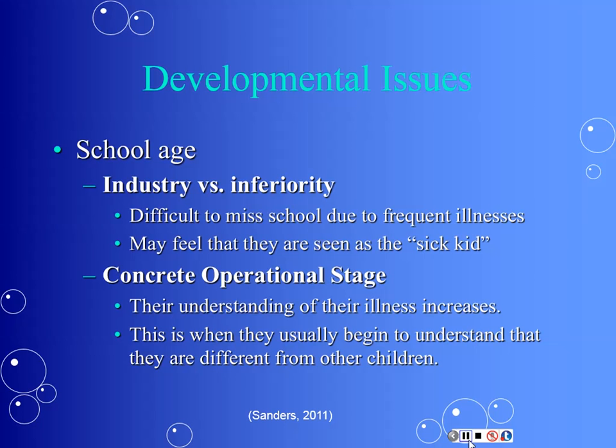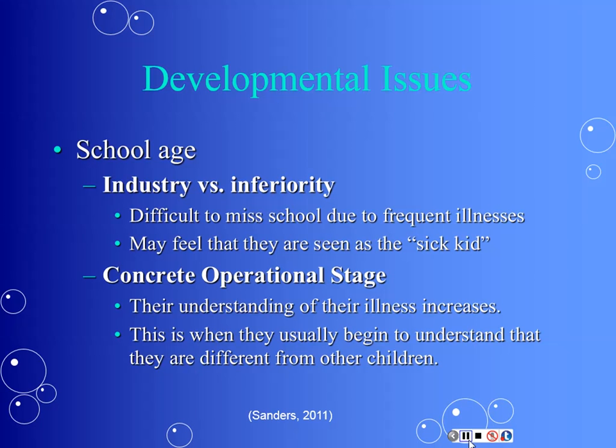Okay, so school age. That's that whole industry versus inferiority. You have to find something that they're good at and that they can be achieving, or they will feel inferior. Most school-age kids like to go to school. They like to learn. They like to find out what's going on. It's very hard with this if they have to miss a lot of school for frequent illnesses, and then they can feel like they're the sick kid and they're seen differently.